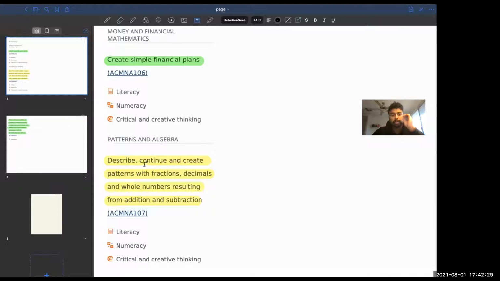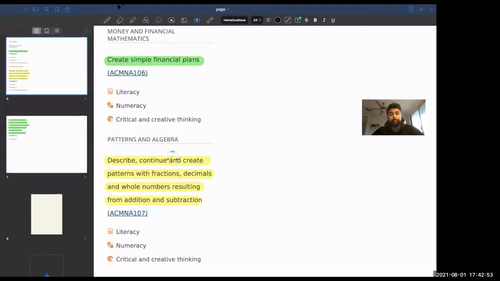For example, here I've highlighted this concept, which is describe, continue, and create patterns with fractions, decimals, and whole numbers resulting from addition and subtraction. We've already gone through addition and subtraction of fractions last term, but I know it's a concept that most students struggle with. So I've highlighted it as yellow because I know it's going to be useful to revise those concepts again. Do you guys understand?